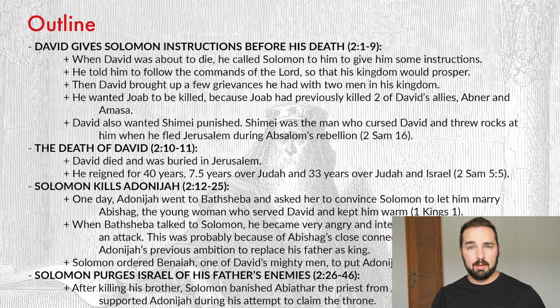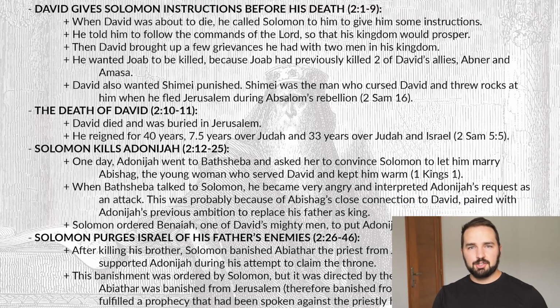He wanted Joab, the commander of his army for years and years and years, who, to be fair, he had plenty of quarrels with during his time, to be killed. And the reason is because Joab had previously killed 2 of David's allies, Abner and Amasa, if you remember those guys. David also wanted Shimei to be punished. Shimei, as we just mentioned, was a guy who disrespected David as Absalom ran him out of Jerusalem during Absalom's rebellion.